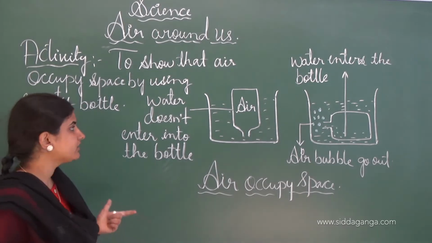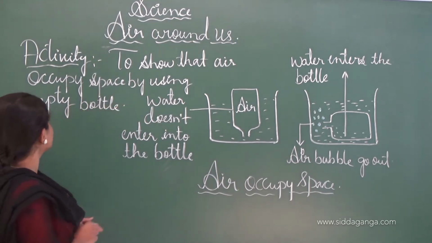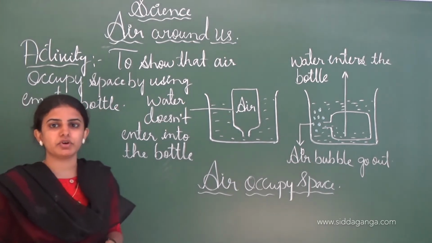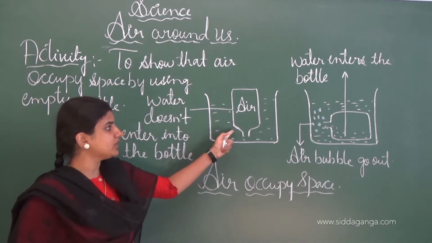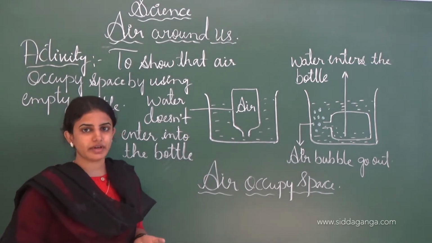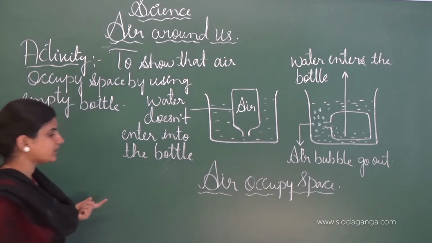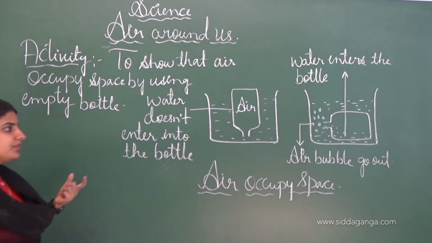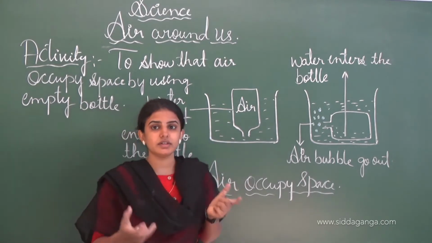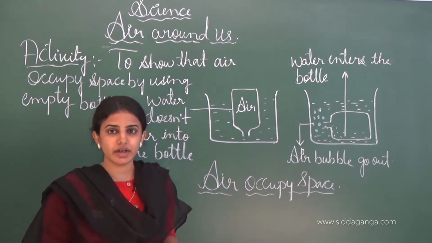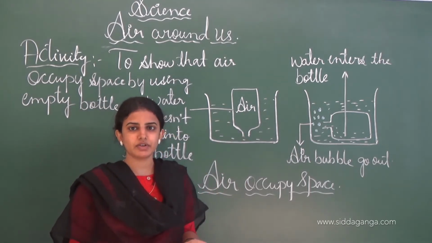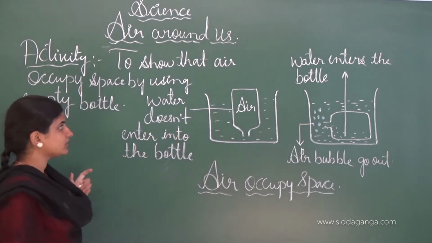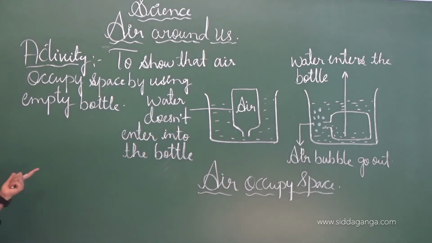The name of the activity is to show that air occupies space by using an empty bottle. The materials required are a container and a bottle, and we have to keep water ready for doing this activity. First we take the empty bottle. We can say that an empty bottle doesn't have anything, but the bottle contains air, which can't be seen and can only be felt. In this activity we can show that air occupies space.